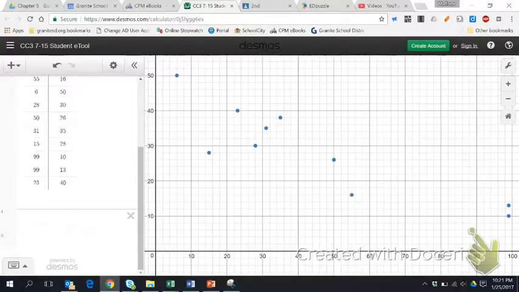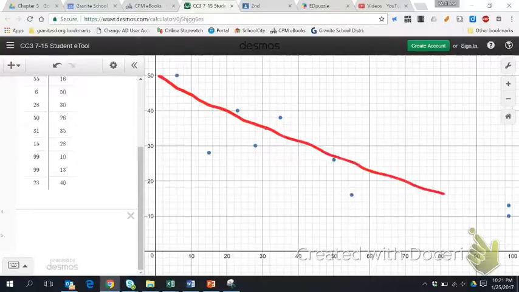Now, once again, it's not going to go perfectly through every single point, and it doesn't need to. What it needs to do is kind of follow the trend of the data. And you guys can see that I do have this downward sloping. It did go through a few of them, but more than anything, it's going kind of through the center of them.